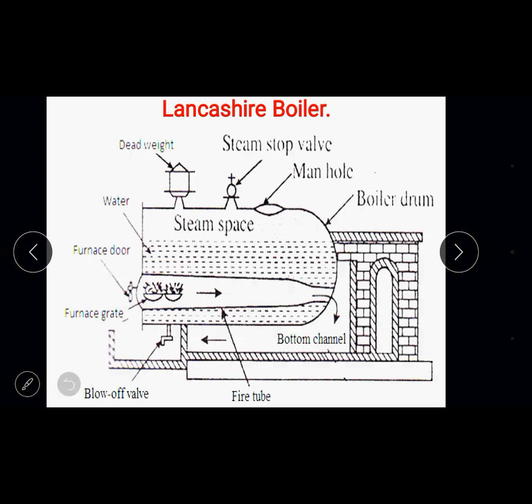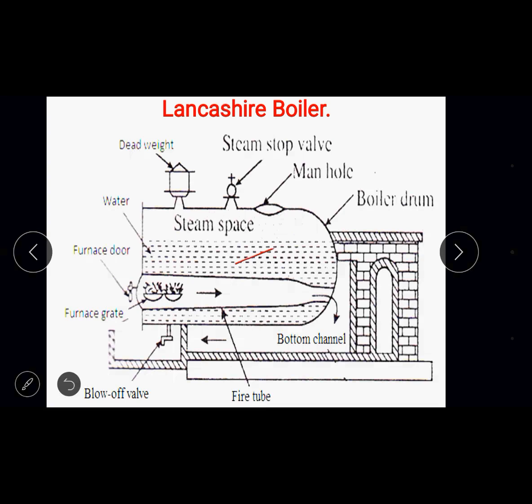So what we have to focus on here is the operating principle. Let me explain the operating principle. In the Lancashire boiler you find the boiler drum, which is filled with water. What should be the level of the water in the boiler drum? Since the fire tubes are inserted inside the boiler drum, obviously the level of the water should be more than 50%. So nearly 70-75%, 3/4 of the boiler drum, is filled with water.